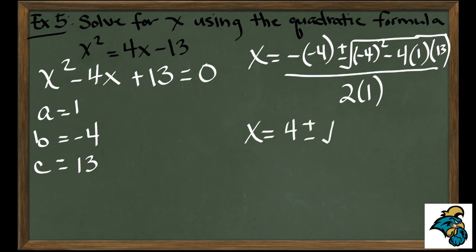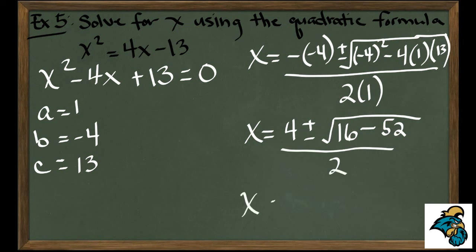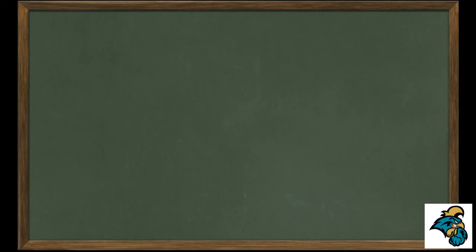Plus or minus, now be careful, this is where people make a mistake. Negative 4 squared is a positive 16. If you're typing that into your calculator, you have to be sure to use parentheses. Minus 4 times 1 times 13 is 52. All of that divided by 2. Continuing to simplify, I have x is equal to 4 plus or minus 16 minus 52 gives me a negative 36 divided by 2. I'm going to go to a new screen so I can continue this problem.